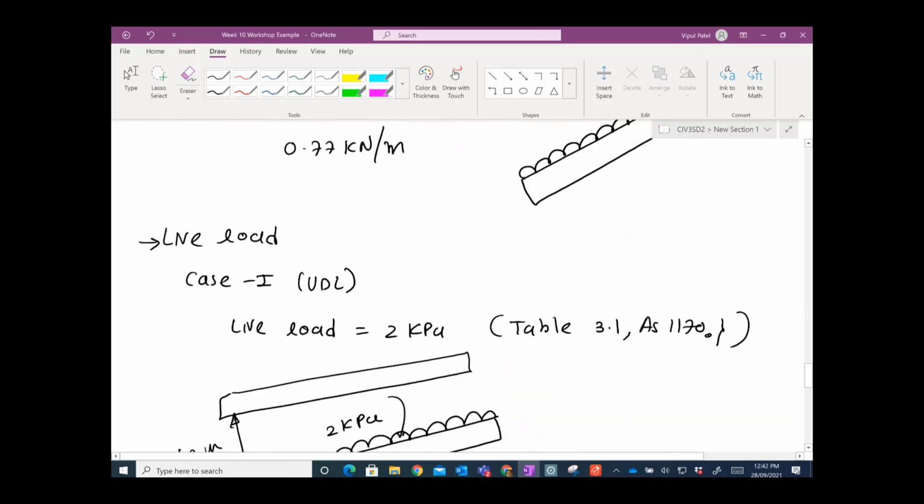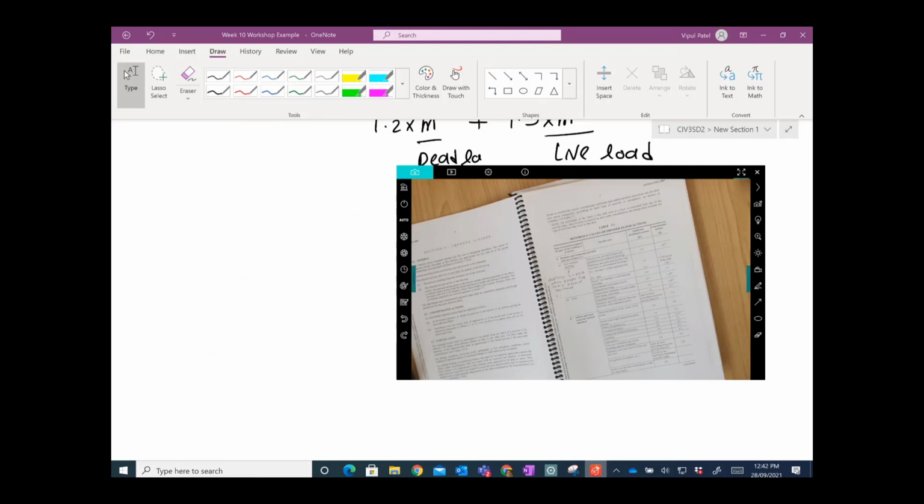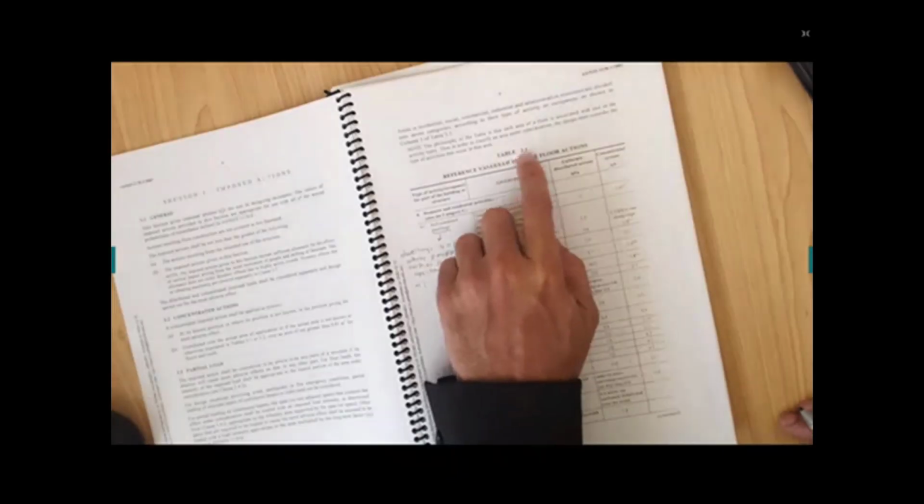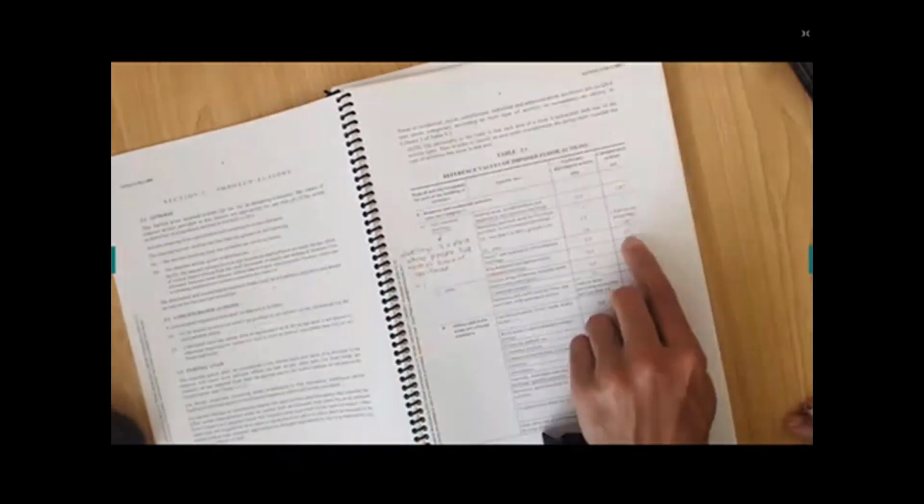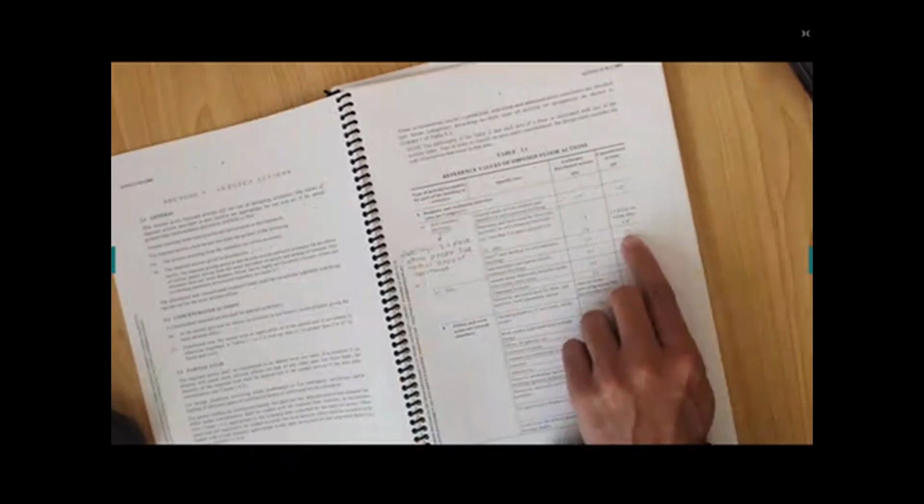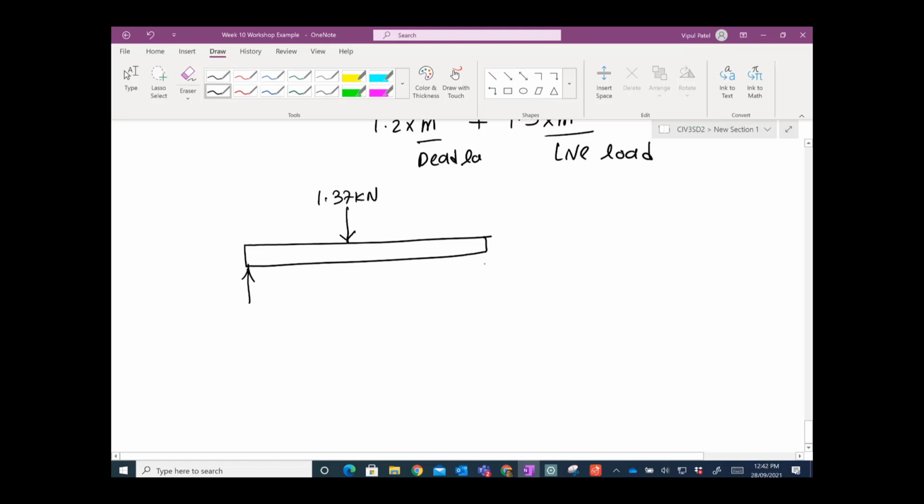All right, so now we continue on this part. We have a concentrated load. Same table 3.1, domestic and residential activities, stairs. We have a concentrated load of 2.7 given to us. So let's say you have these stringers, and the concentrated load applied to this one is 1.37 kilonewton. Someone might ask, why are you putting it in the middle? Because that is the worst case that we're going to get. If you put it somewhere else, you will not get that.